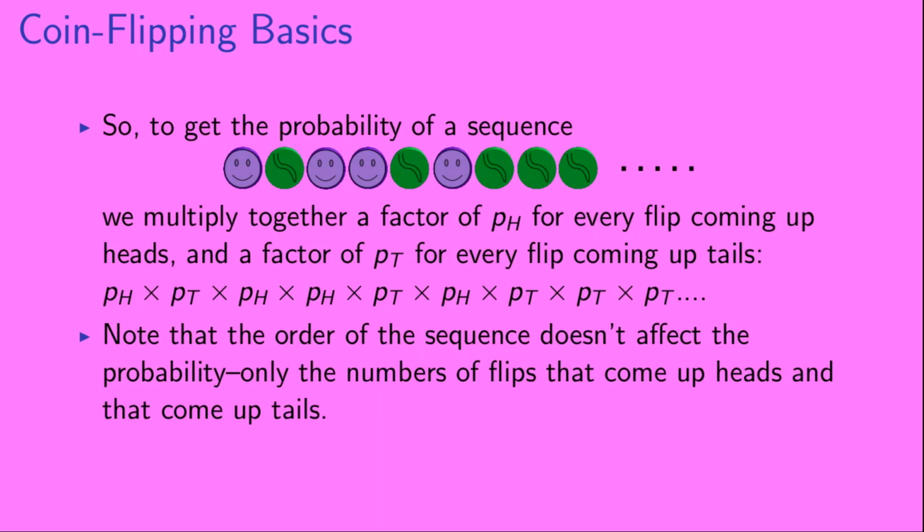So to get the probability of a sequence, here for example, heads, tails, heads, heads, etc., we multiply together a factor of pH for every flip coming up heads and a factor of pt for every flip coming up tails. So here we would get pH, pt, pH, pH, etc. Note that the order of the sequence doesn't affect the probability. Only the numbers of flips that come up heads and tails are important.